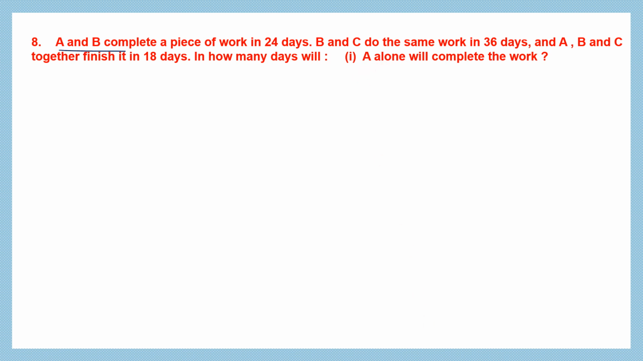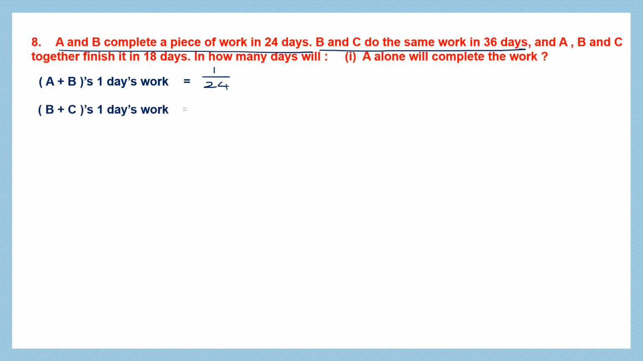We have A and B complete a piece of work in 24 days. So let's find 1 day's work of A and B. 1 day's work of A and B will be 1 by 24. B and C can do it in 36 days. So 1 day's work of B and C is 1 by 36. A, B and C can finish it in 18 days. So 1 day's work of A, B and C is 1 by 18.